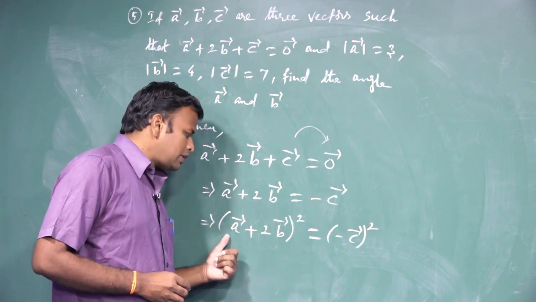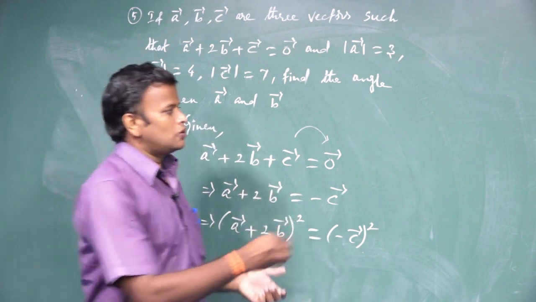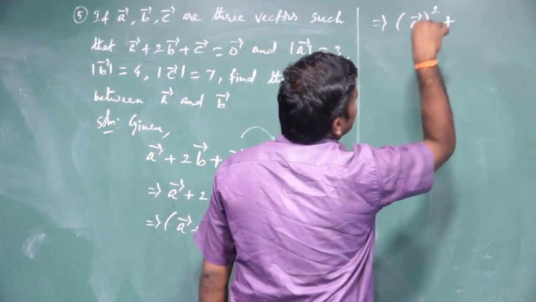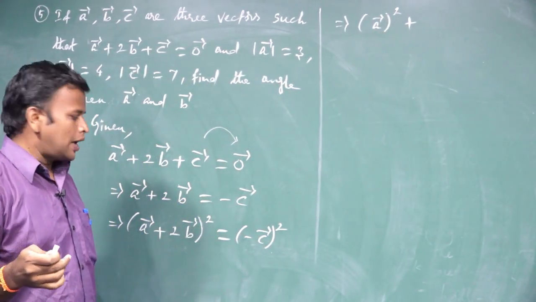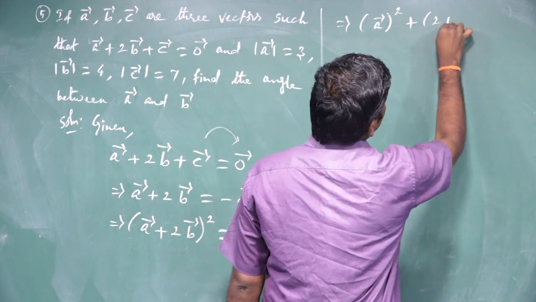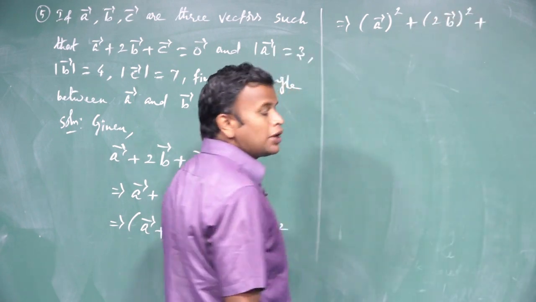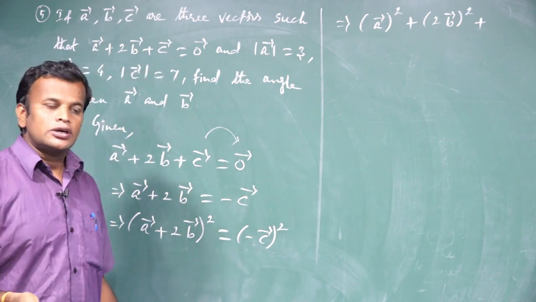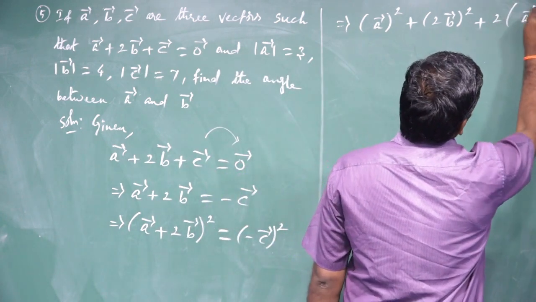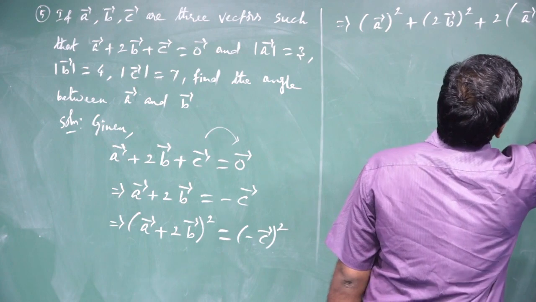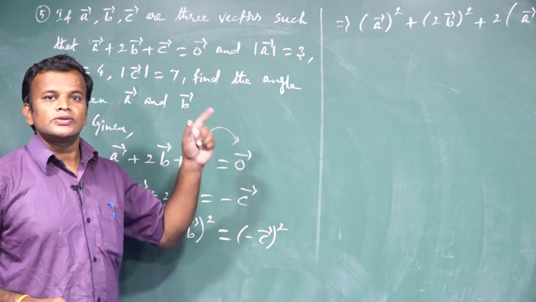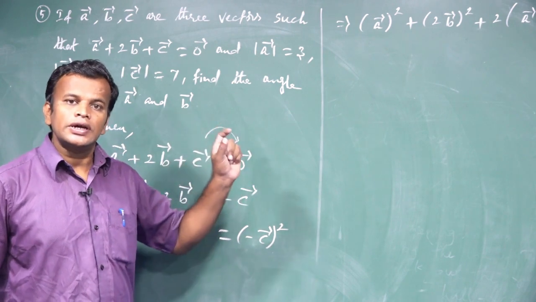Now using the formula for A vector plus 2B vector the whole square, according to our formula we write A vector square, that is A square, plus 2B vector the whole square plus 2 into A vector dot B vector, but in place of B vector here it is 2B vector, so plus 2 of A vector dot 2B vector.